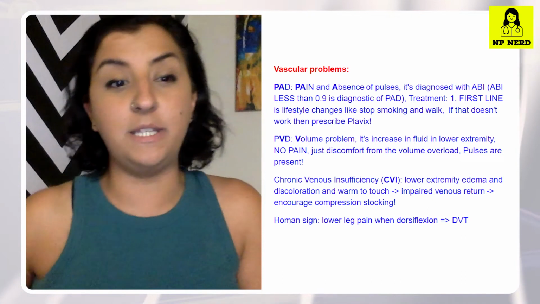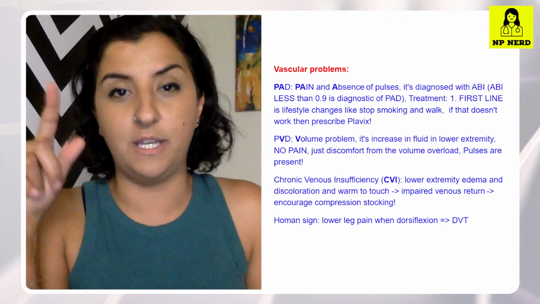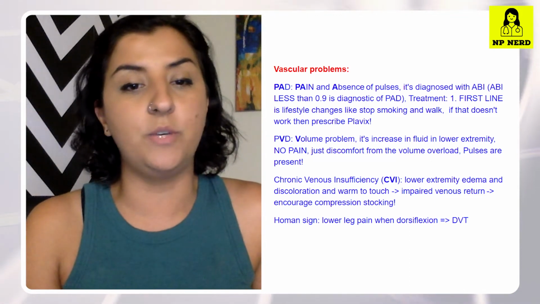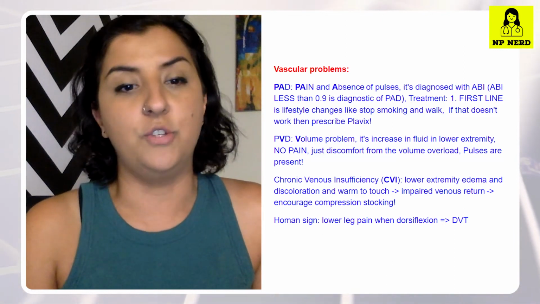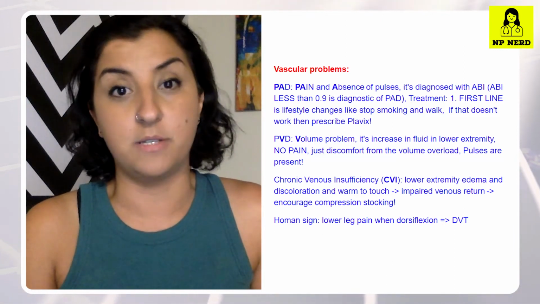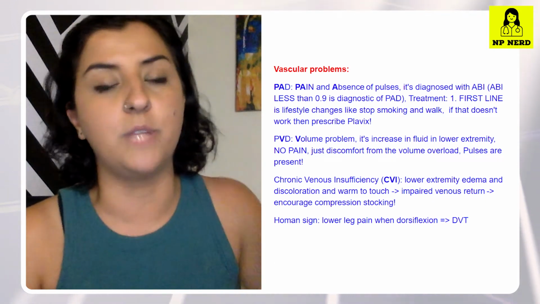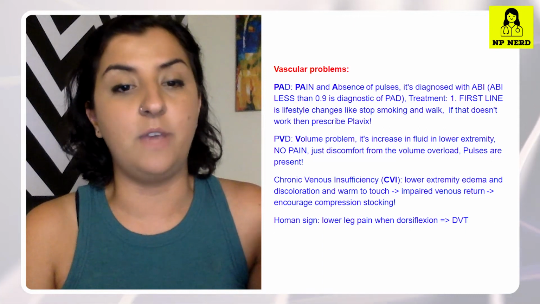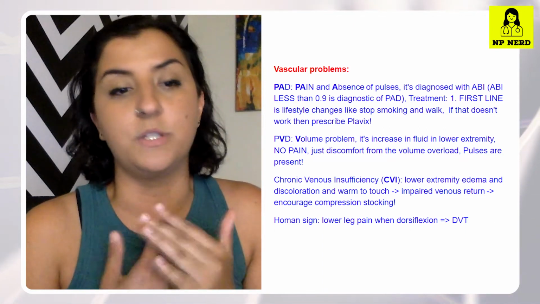Now PVD is a volume problem. V, because it has V in it, think about volume, okay? So it's an increase in fluid in the lower extremities. There's no pain and no absence of pulses, you know? It's just discomfort because of all that volume overload. That's your PVD. Chronic venous insufficiency, CVI, is lower extremity edema and discoloration, and it's warm to touch.